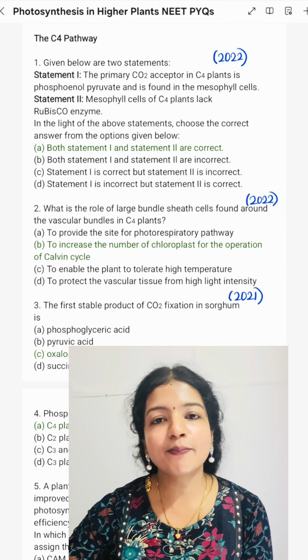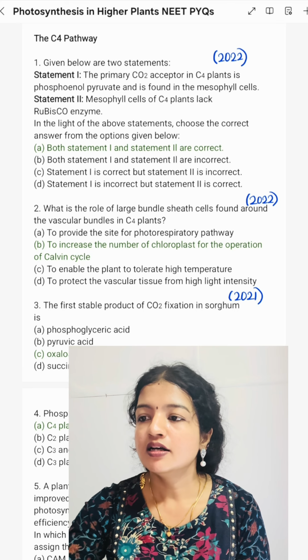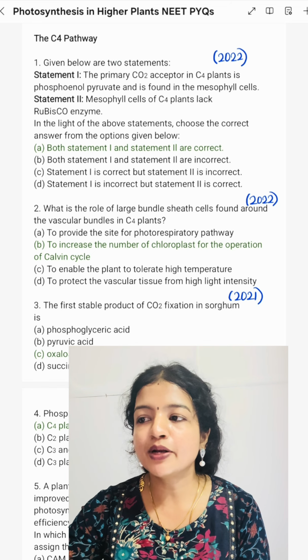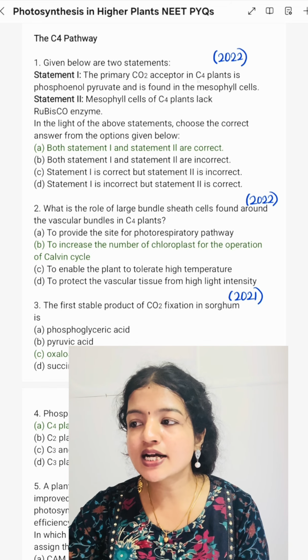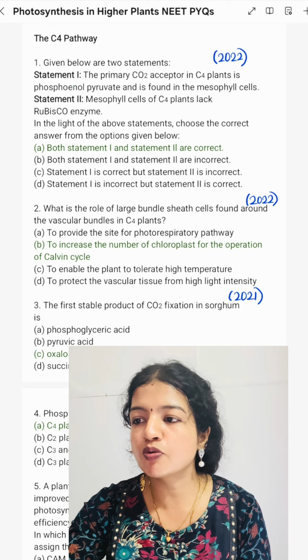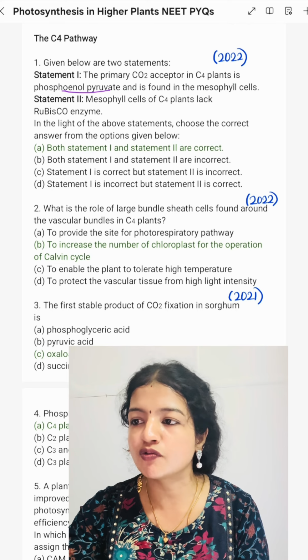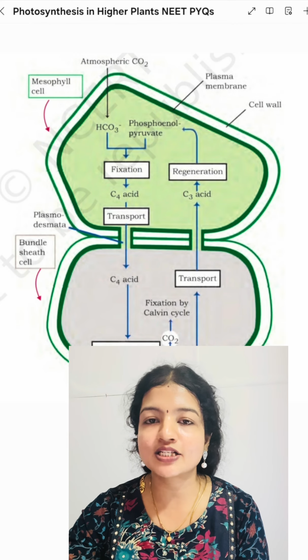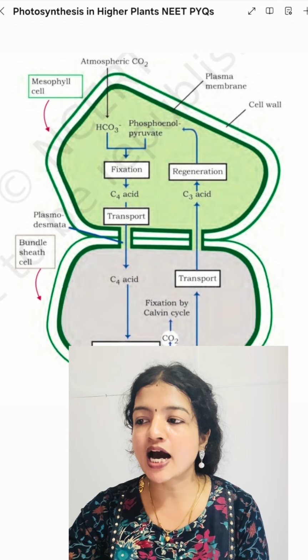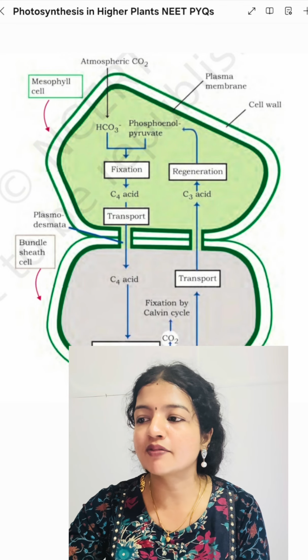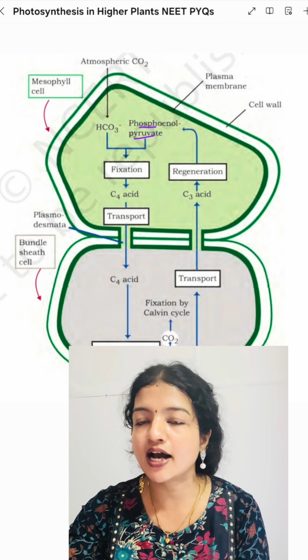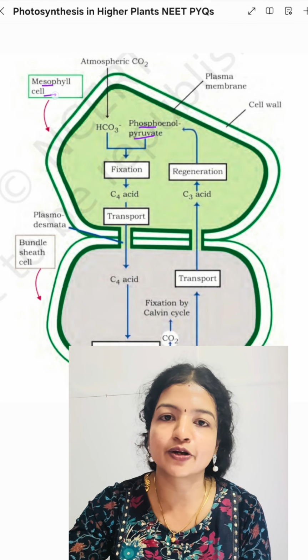Then the C4 pathway la irundhu கேட்டிருந்த questions பார்க்கலாம். Given below are two statements. Statement 1, the primary carbon dioxide acceptor in C4 plants is phosphoenol pyruvate and is found in the mesophyll cells. This is C4 pathway, Hatch and Slack pathway. So primary carbon dioxide acceptor in C4 pathway, phosphoenol pyruvate and அது mesophyll cellsல present ஆயிருக்கும்.